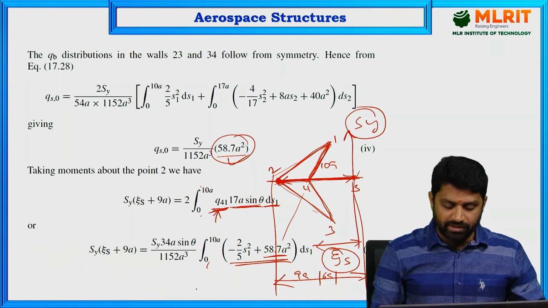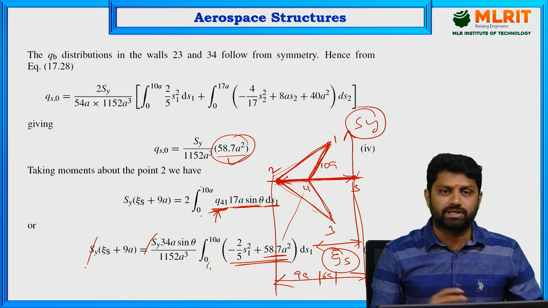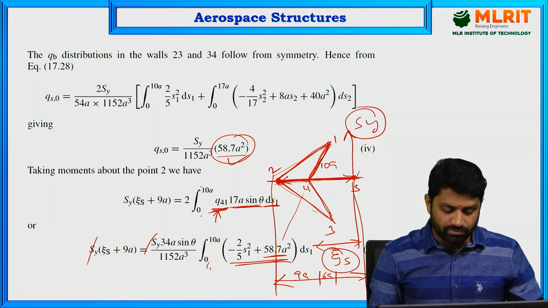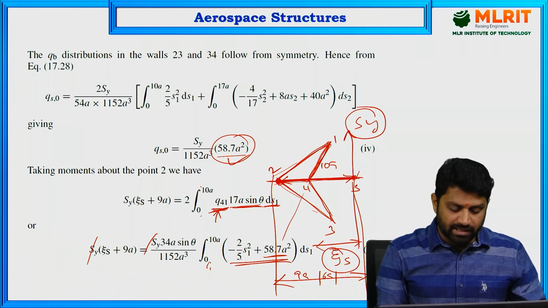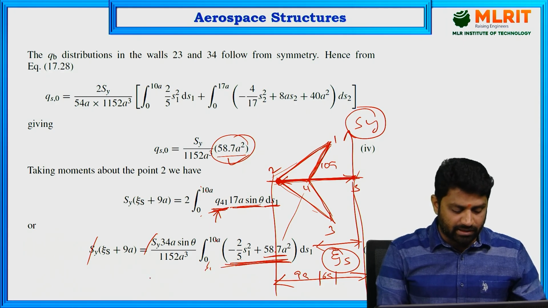When you integrate between 0 to 10A, SY will get cancelled on both sides because that is what you assumed, and then you integrate the right-hand term between the limits 0 to 10A, and you're going to get the zeta s value.